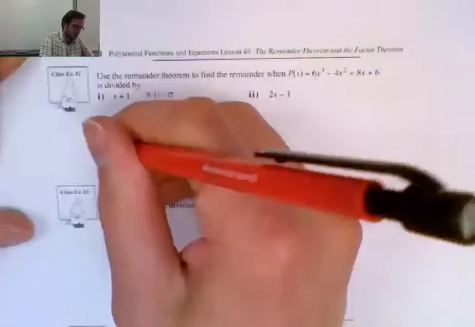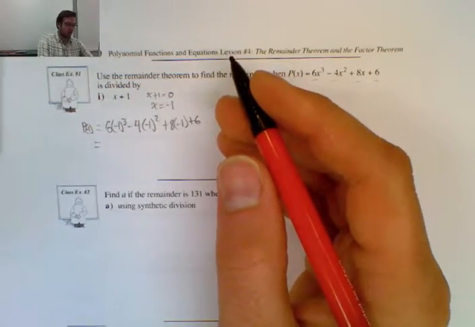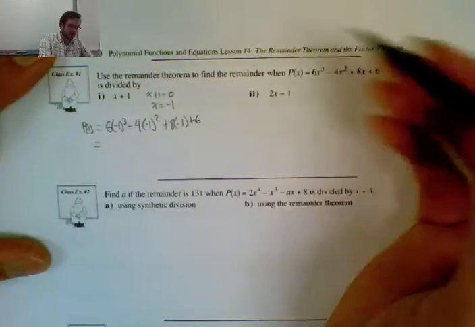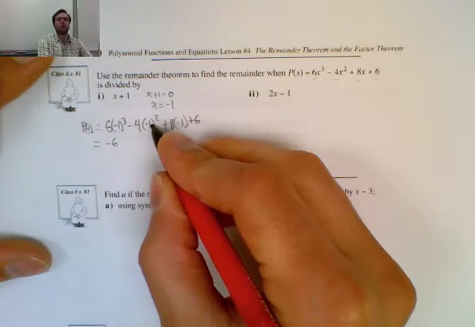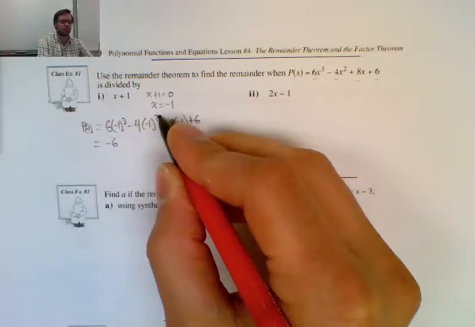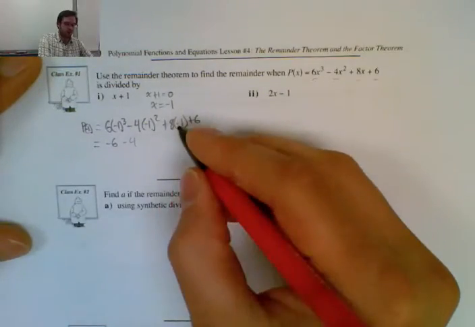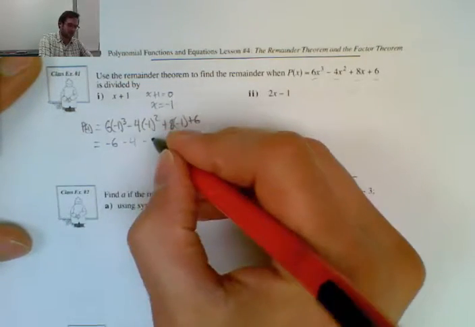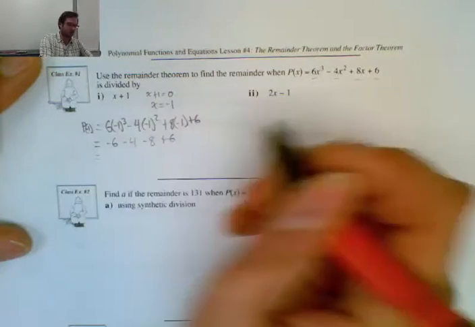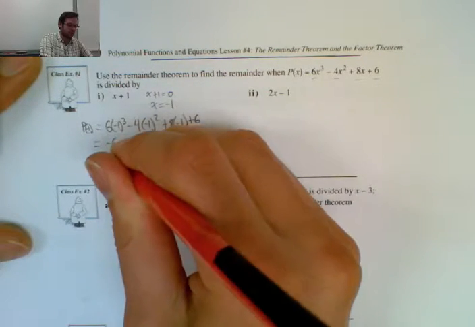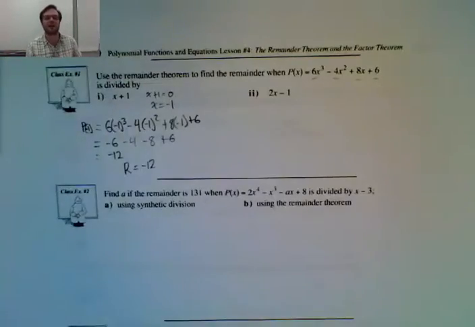Okay? Well, I look at this, negative 1 cubed is negative 1, so that's going to just be negative 6. And then we have negative 4 times negative 1 squared, which is the same as 1, so negative 4 times 1 is negative 4. And then negative 1 times 8 is going to be negative 8. And then we plus 6. These 6's cancel off. We solve this. I'm going to end up getting negative 12. So I have a remainder of negative 12 as an answer.